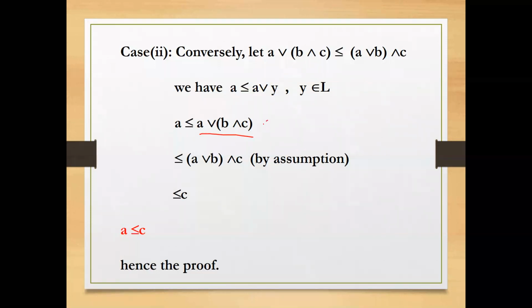But this value is further less than or equal to this value, so you can use the transitivity relation. Now the meet is less than or equal to both the elements, again by using theorem number 1. We can say this is the meet of A join B and C, so it will be less than or equal to A join B as well as C. We are taking only C, so A join B meet C is less than or equal to C, so that we get A is less than or equal to C. Hence the proof of the converse also holds.